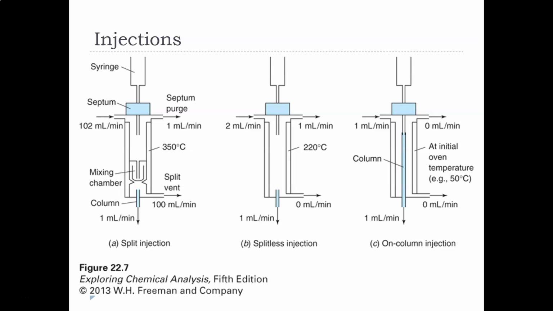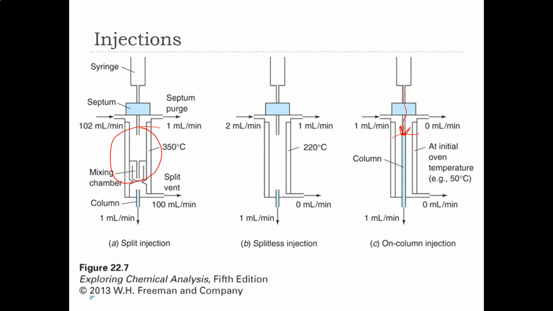In the split injection, what we see is all this business going on in the middle. What it does is it vents out most of the sample. It purges, it releases, it gets rid of most of the sample before it moves on to the column. In the splitless injection, it still goes through the mixing with the mobile phase, but then it goes to the column. And in this one, the column is right here. There's the syringe, the end of the syringe needle, and the column. There's no mixing area for that.